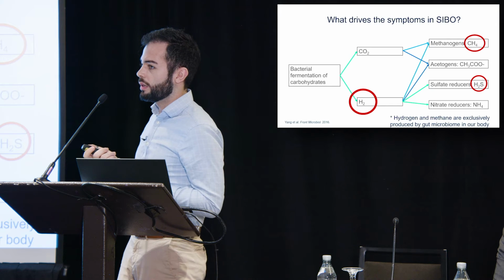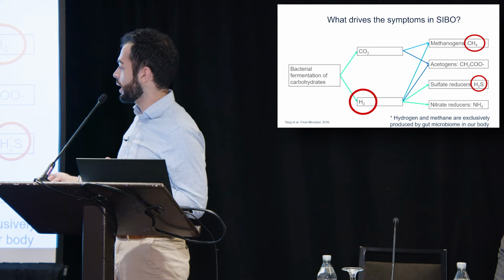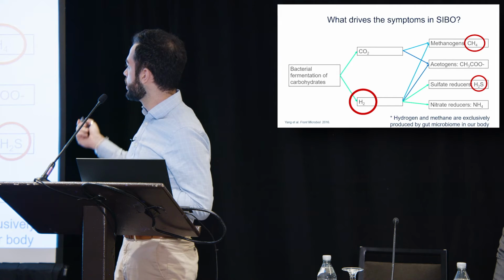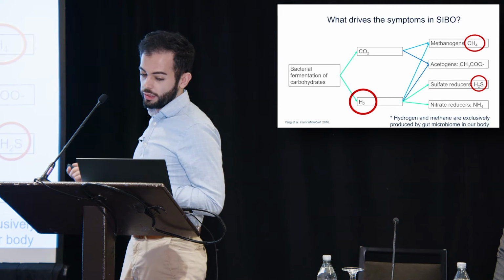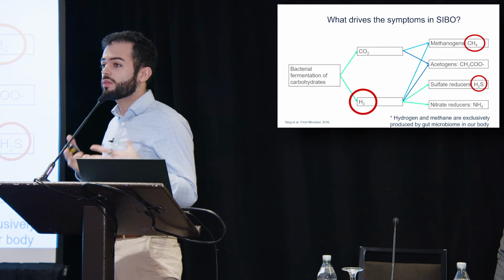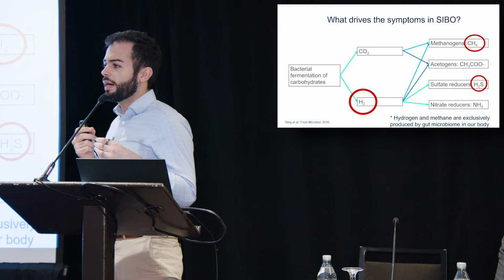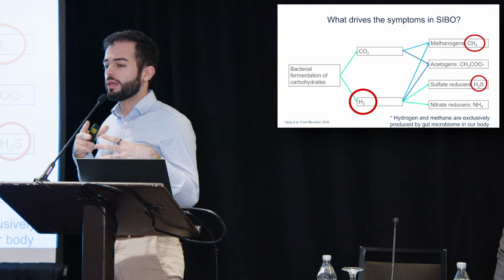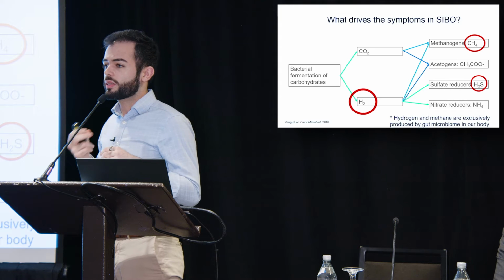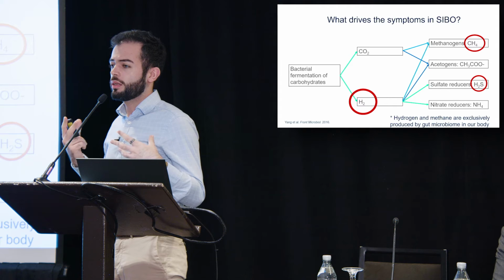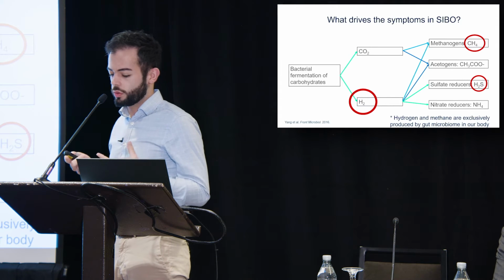The ones that are pertinent to this talk are the hydrogen, which is very common with bacteria, the methane, and the hydrogen sulfide. And this is what really drives, or at least what we believe drives, the symptoms in SIBO. We think that these, especially methane, can interact with the body, can have consequences on motility, and also cause a lot of the distension that is seen, and a lot of the gas and flatulence.